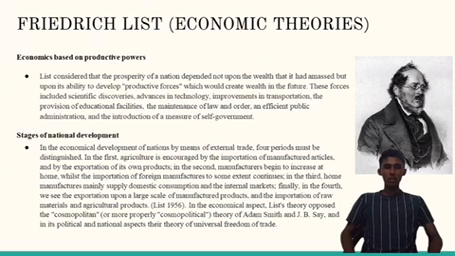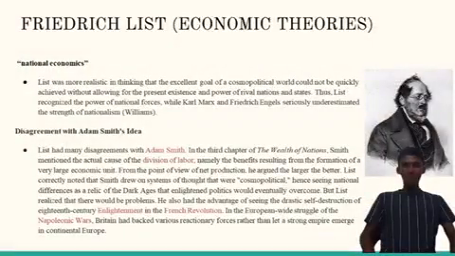Secondly, is the stages of national development. This theory opposed the cosmopolitan, or more properly cosmopolitical, theory of Adam Smith and J.B. Say, and in its political and national aspect, their theory of universal freedom of trade. Thirdly is national economics. This was more realistic in thinking that the excellent goal of a cosmopolitical world could not be quickly achieved without allowing for the present existence and power of rival nations and states.